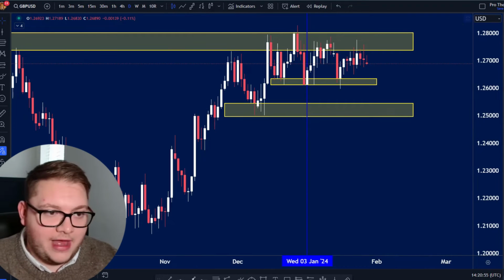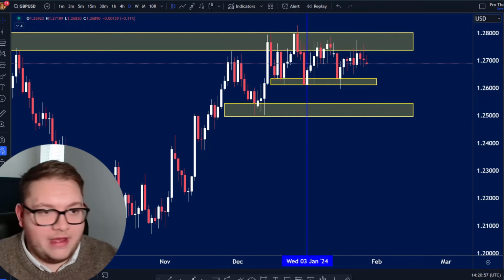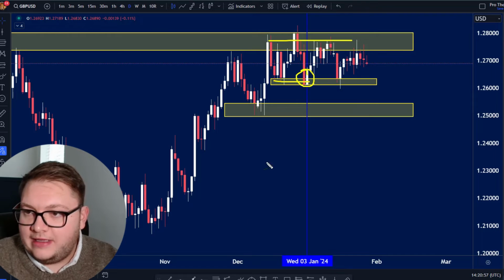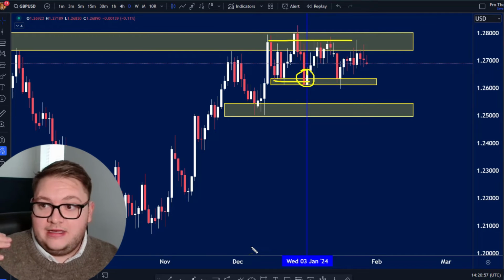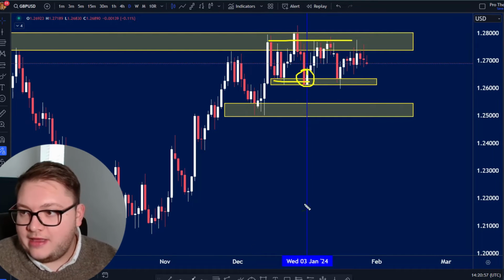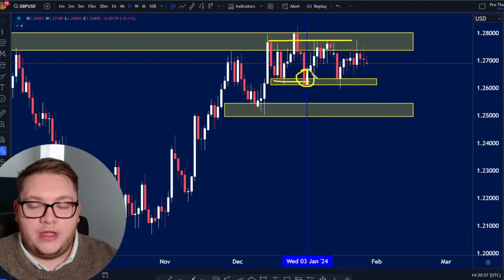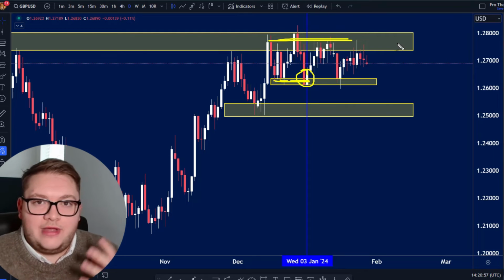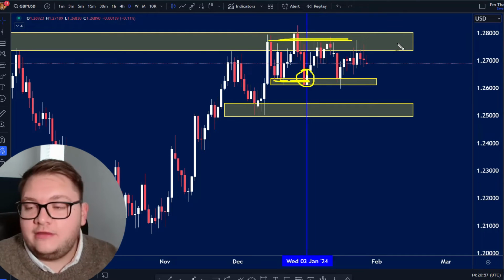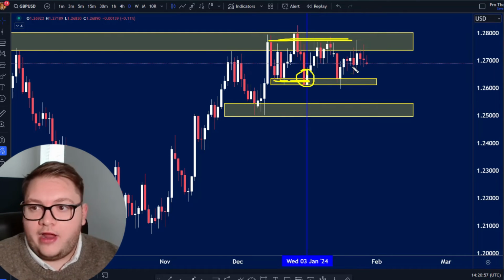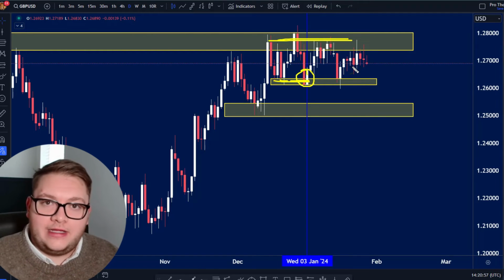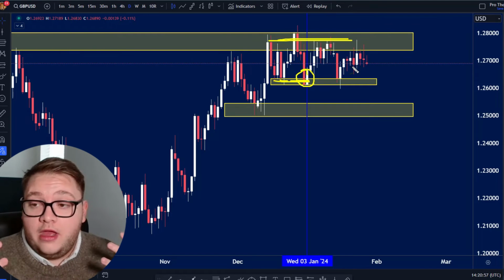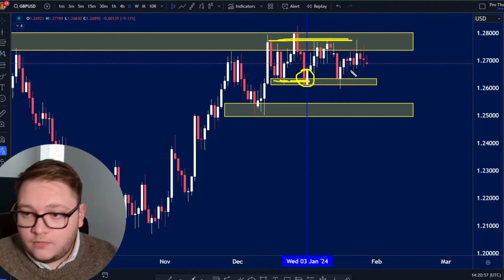So let's kick it off with cable. Where was cable on that particular day? Well, it was at support. It was at this range low in here. Now, cable hasn't necessarily rallied aggressively away. It's been within a sort of 200 pip trading range between the 126 handle and the 128 handle. So it hasn't really gone anywhere aggressively, but it's been in a trading range. That means that it's holding its own against the US dollar at the moment, which has expanded and gone a little bit more aggressively stronger recently.